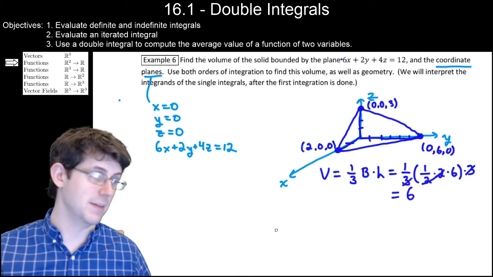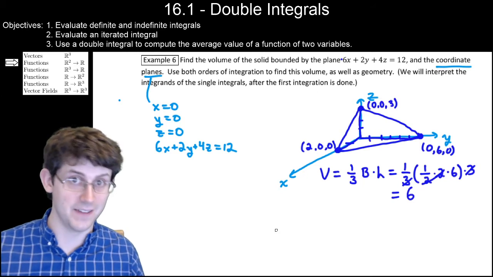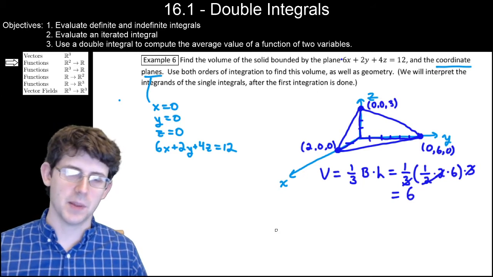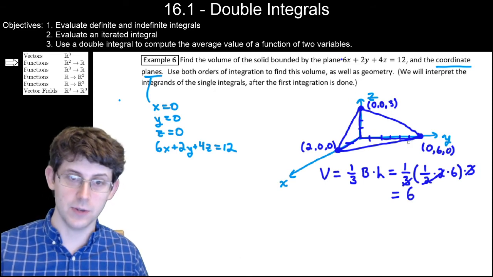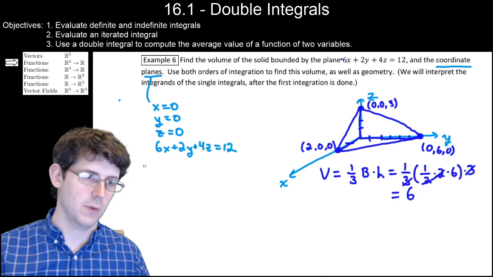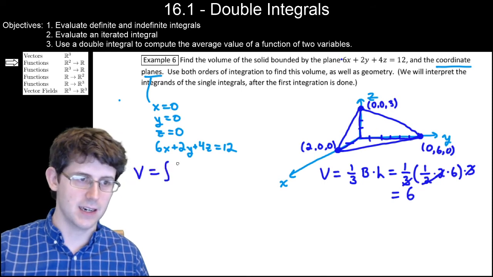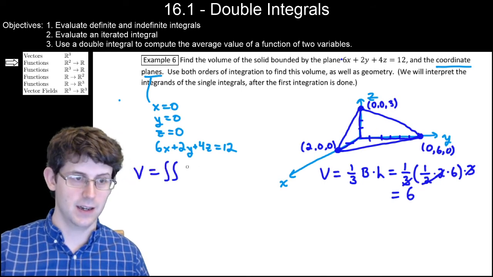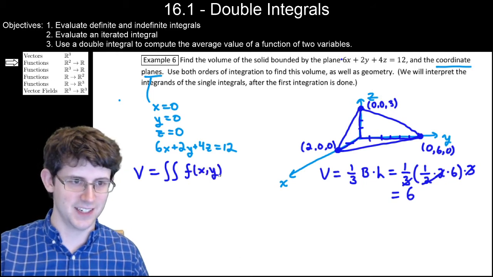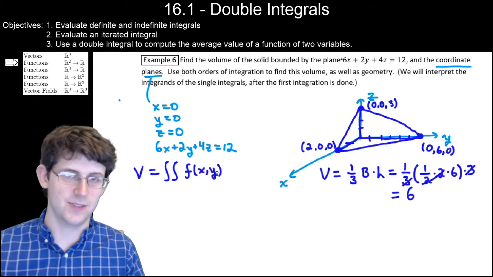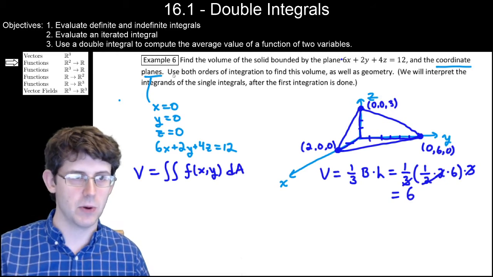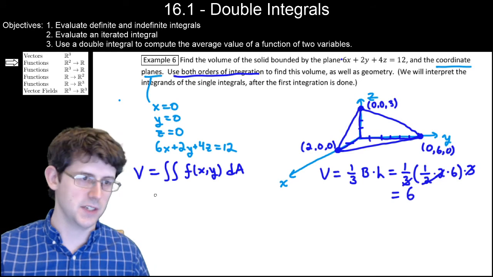So if you give me a bunch of different options of how to find the volume of a pyramid, I'm going to use the geometry formula. But the point here is that we can also do it by integrals. So how will we do that? Well, we're going to say that the volume is the double integral of a function. Not that kind of function, this kind of function. 2 inputs, dA. This says use both orders of integration. So let's just pick one.